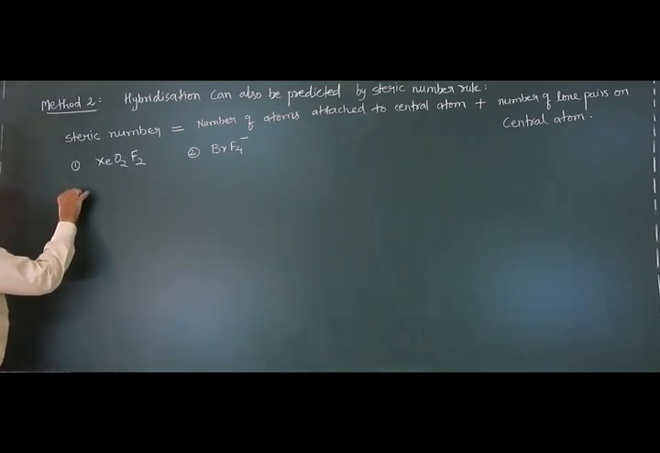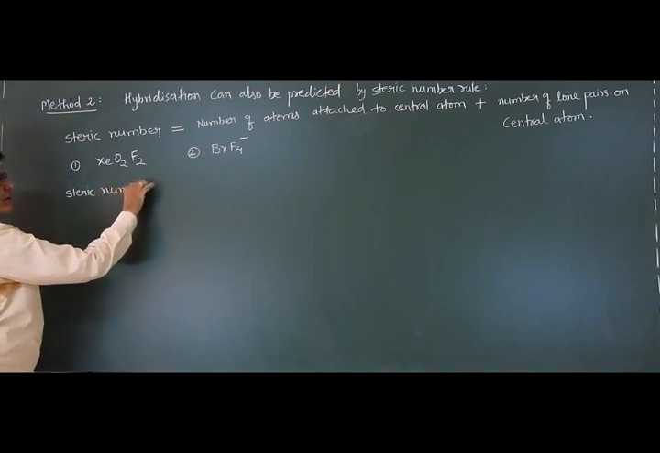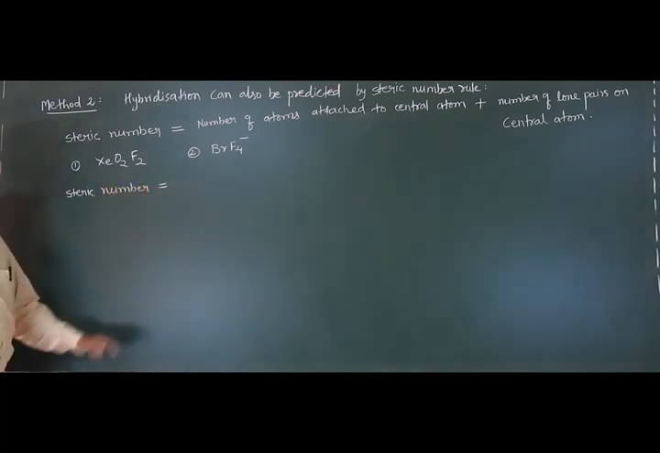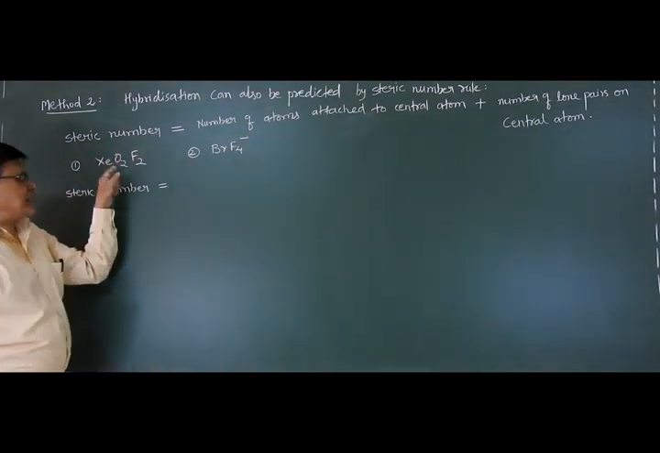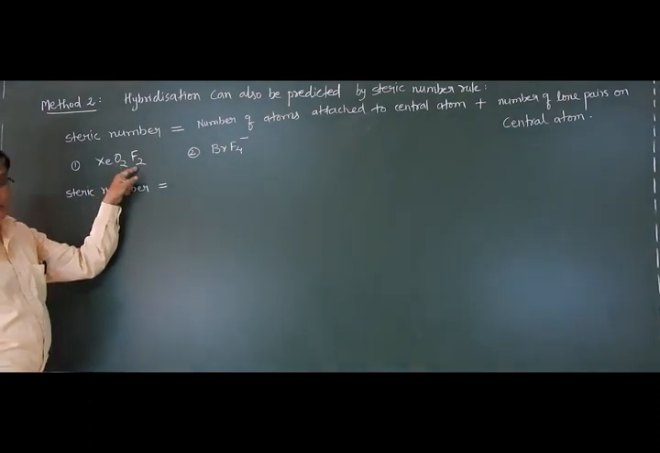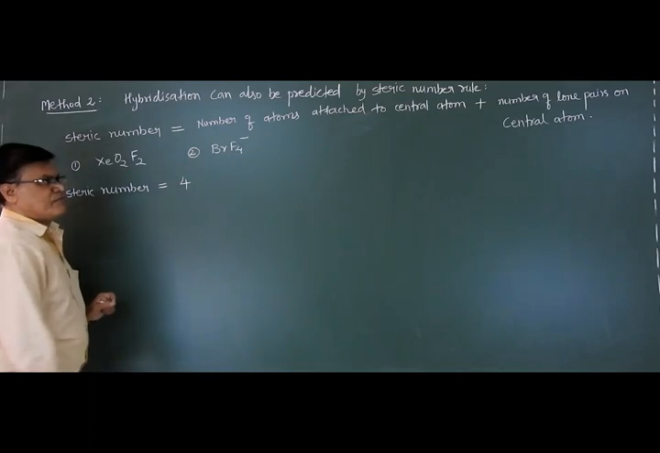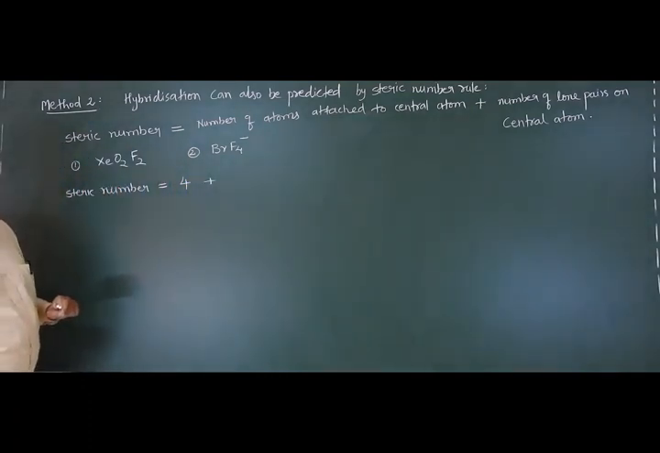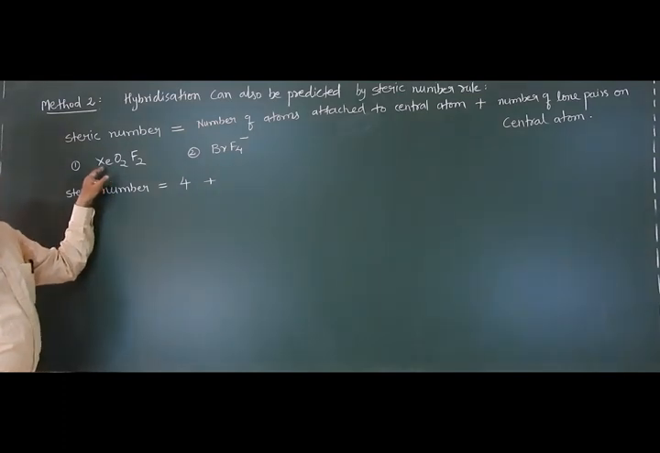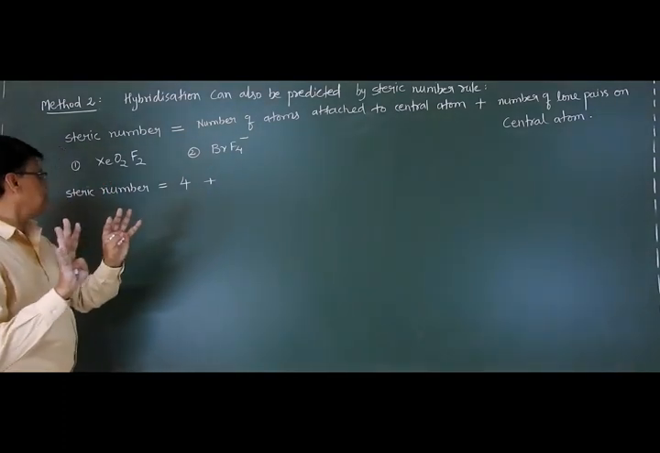Steric number equals the number of atoms attached to the central atom. The central atom is xenon. Number of atoms attached to the central atom: 2 oxygen atoms, 2 fluorine atoms. Total how many atoms are there? 4 atoms are attached to the central atom. Number of lone pairs on the central atom: xenon has 8 electrons in the valence shell.